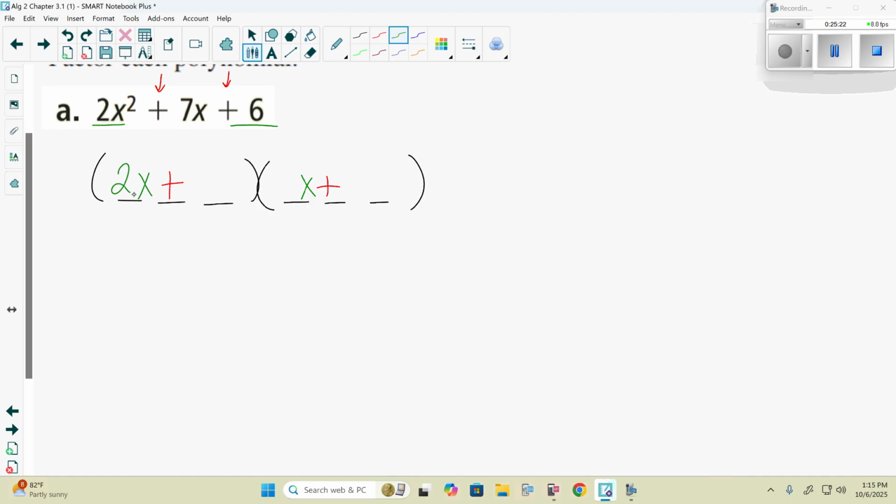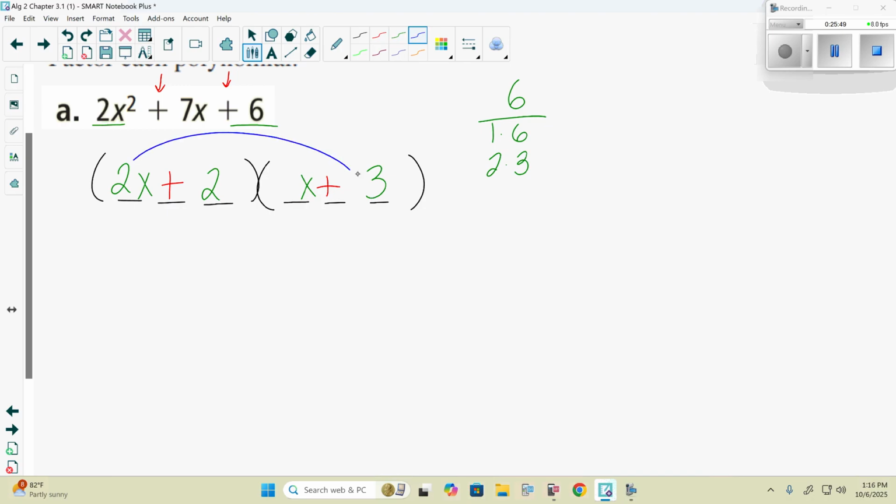Does it matter which one I put the 2? No, we just got to pick a spot and plug it in, yes? Factors of 6 are 1 and 6 or 2 and 3. Which one do we want to try first? Pick one. 2 and 3. I'm going to put the 2 first. It's not going to work, but I'm going to put the 2 first.